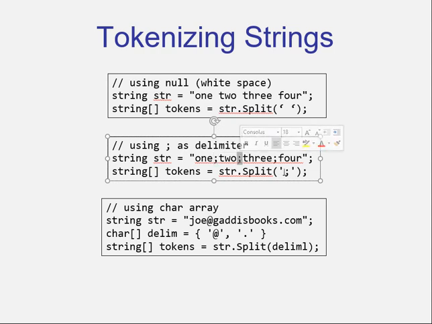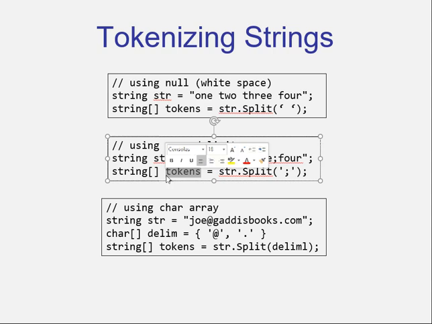Now similarly, we could do the same thing with a different delimiter. We could use a semicolon here. In that case, we could type in the semicolon right there, and pull it apart. Tokens 0 would be 1, tokens 1 would be the word 2, and so forth, getting loaded into that array right here.